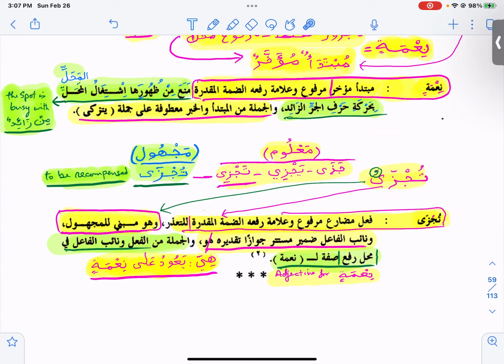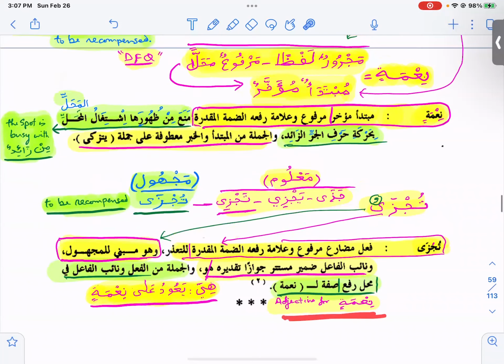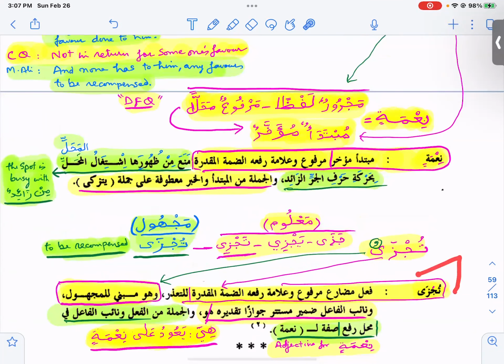It is writing here. No. I wrote down here, Yu'dhu Allah ni'matan. Na'ib fa'il is ni'matan. But the sentence of fi'l and na'ib fa'il is in the position of rafa', sifat li ni'matan. Yes, this tujza becomes a sifat. This complete sentence becomes a sifat for ni'matan.